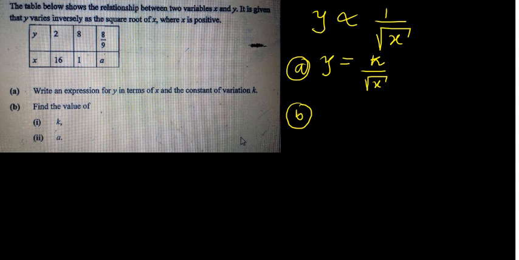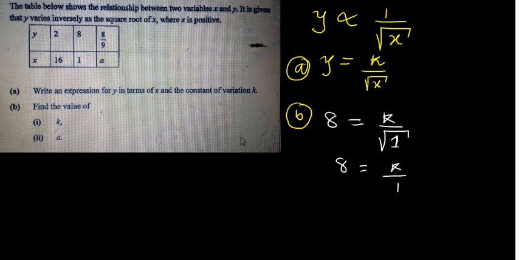So where there is y, we're going to put 8, and that will be equal to k over the square root, where there is x, we put a 1. So this gives us 8 is equal to k over the square root of 1. What is the square root of 1? What number can you multiply by itself to get 1? It is 1. So the square root of 1 is 1.